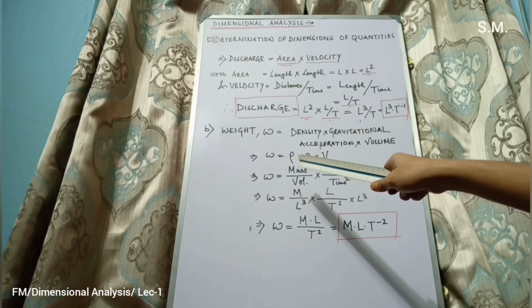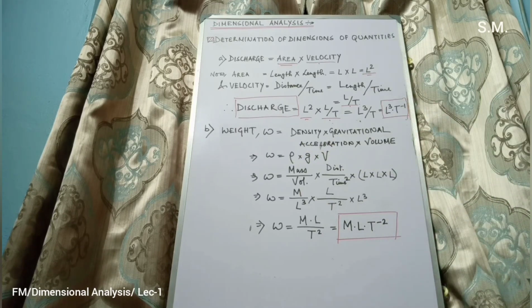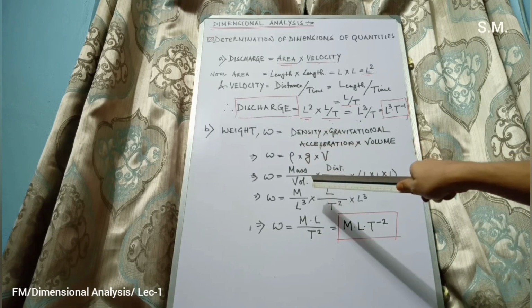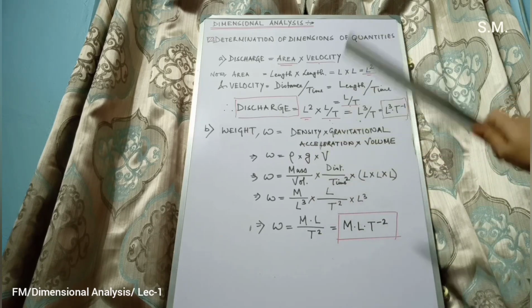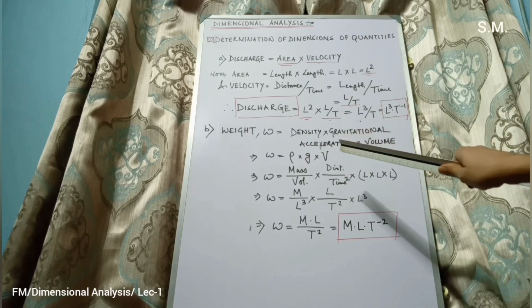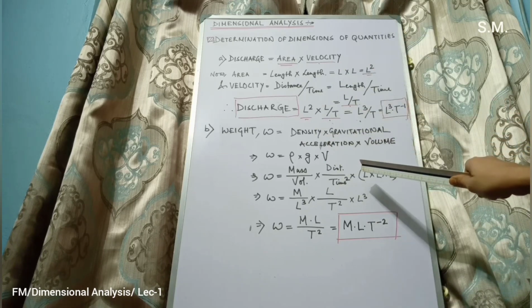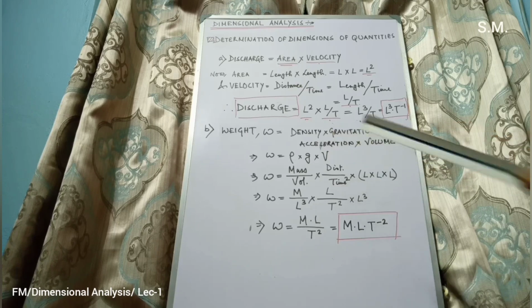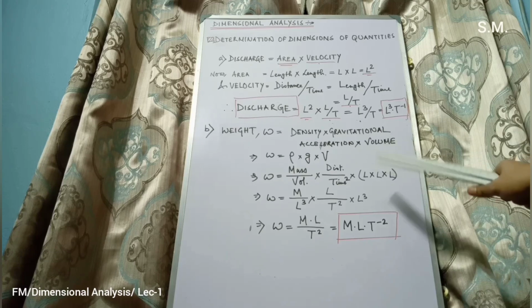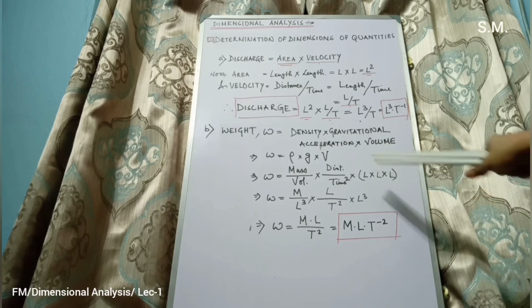So weight omega equals rho into G into V. Density rho is equal to mass by volume, and G is the gravitational acceleration. So it is nothing but an acceleration, distance by time square, and the last one is V. V is volume. It is a product of three linear dimensions, so L into L into L, that is nothing but volume.